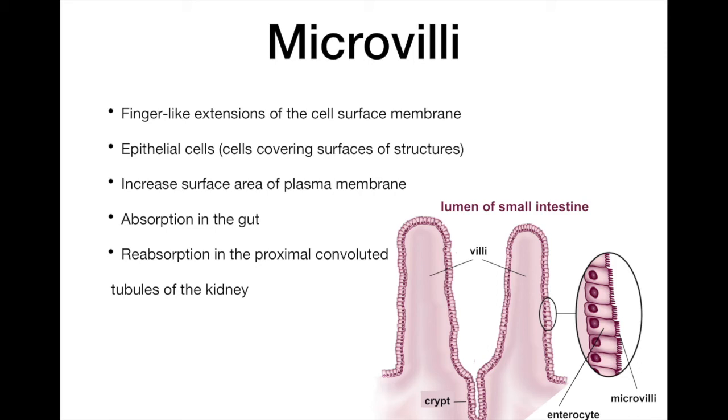Microvilli, singular microvillus. What are they? They are finger-like extensions of the cell surface membrane, typical of certain epithelial cells. Epithelial cells are cells that cover surfaces of structures. They greatly increase the surface area of the cell surface membrane, and this is useful, for example, for absorption in the gut or for reabsorption in the proximal convoluted tubules of the kidney, something we will look into later.